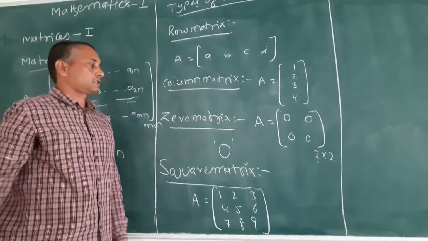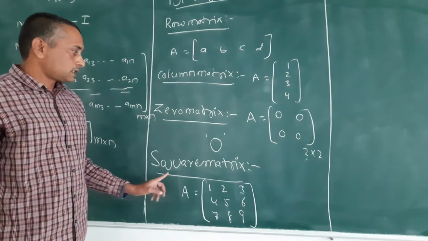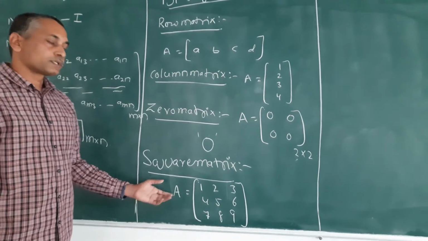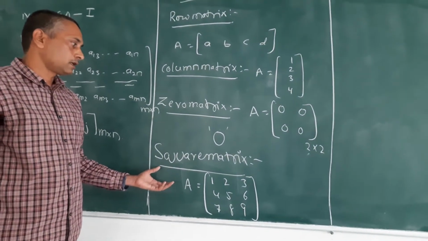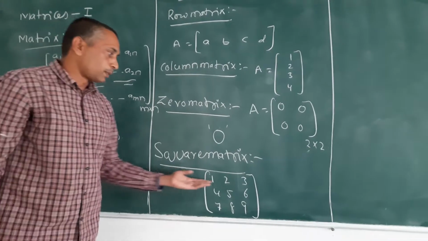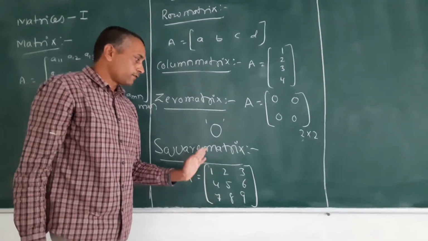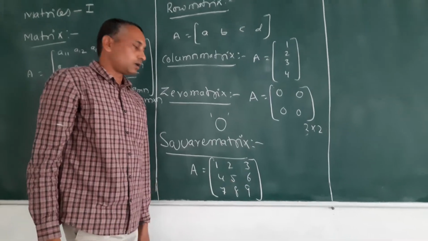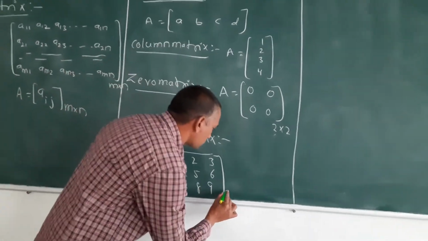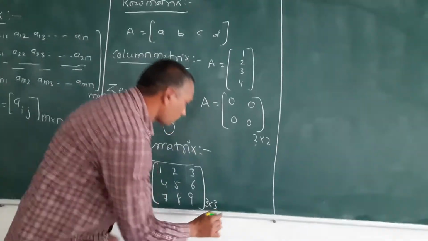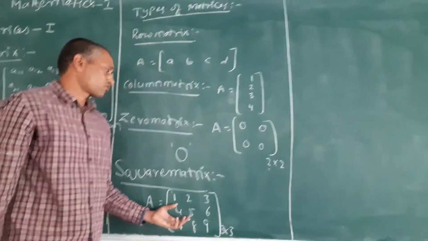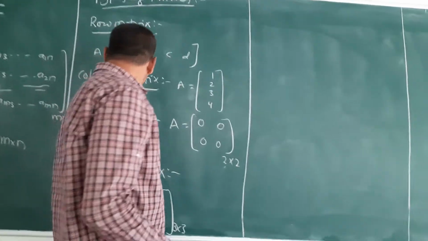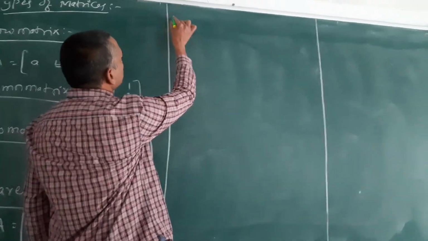What is square matrix? A matrix which has number of rows equal to number of columns is called a square matrix. Here the order of the matrix is 3 by 3. Here number of rows equal to 3 and number of columns also 3. So it is a square matrix. Next, diagonal matrix.